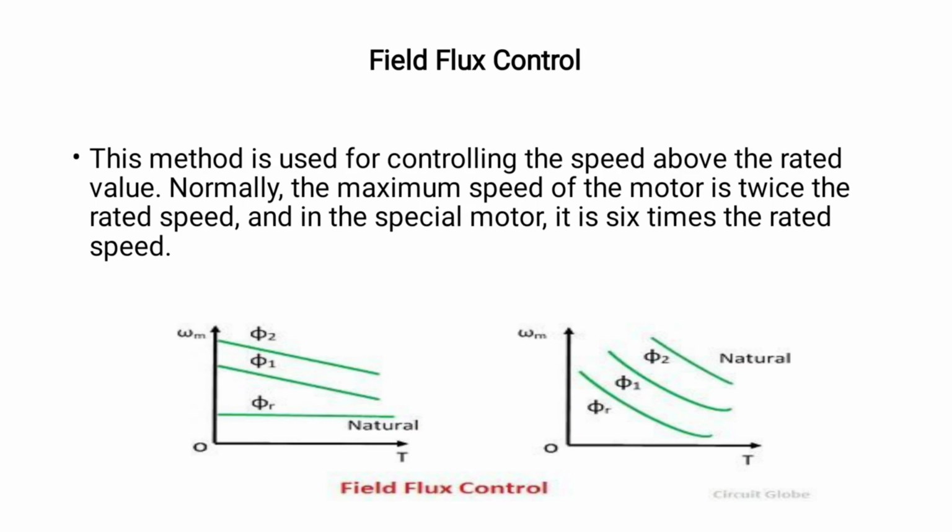Next one is field flux control. This method is used for controlling the speed above the rated value. Normally, the maximum speed of the motor is twice the rated speed, and in a special motor, it is 6 times the rated speed.